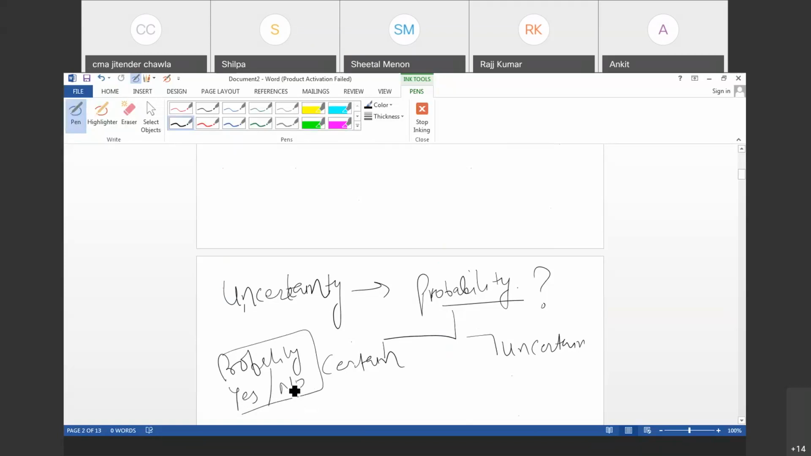When the events are certain, can we use probability or not? Why? Why no? Good. Whether, have you heard this?